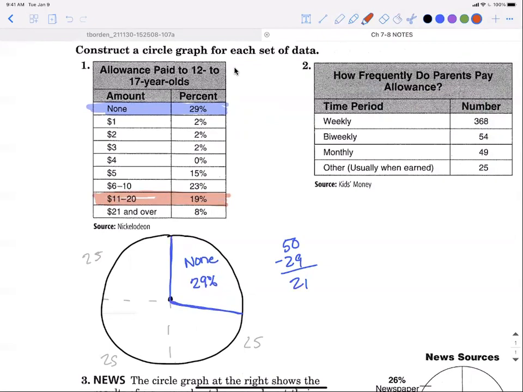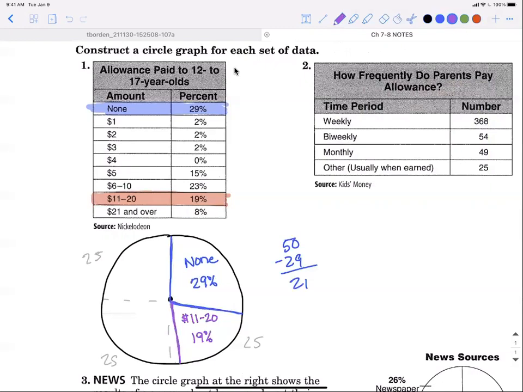Now, if I know that the remaining part of my half is 21 and I want 29, I'm just going to go a little bit shy of that, right? So I'm going to go about right here. And again, these aren't going to be perfect, but they're going to be close enough. Okay. And if I do that, then that piece of pie represents the $11 to $20 people. And how much percentage was that? 19%. So proportionally, my 29 and my 19 look good, right? My 29 is a little bit bigger than my 19. That makes sense.